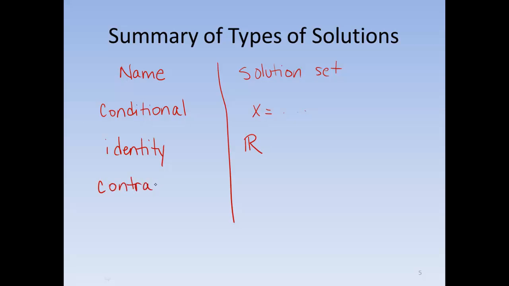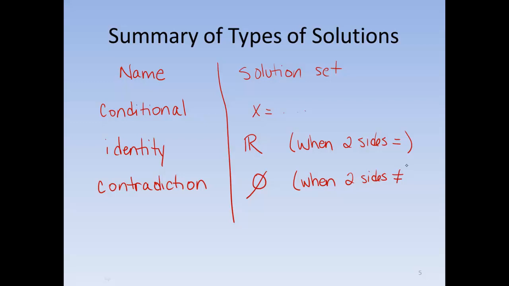And the last type is called a contradiction. A contradiction has a solution set of the empty set. There is no solution. The identity happens when the two sides are equal to one another. A contradiction happens when the two sides end up not being equal to each other, like we had the negative 3 equals 7.